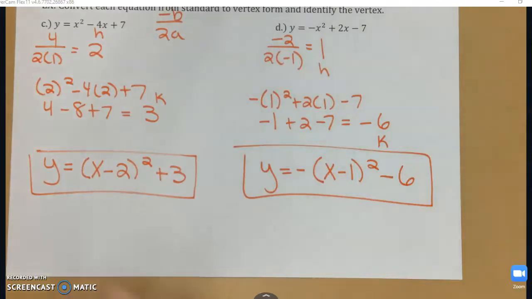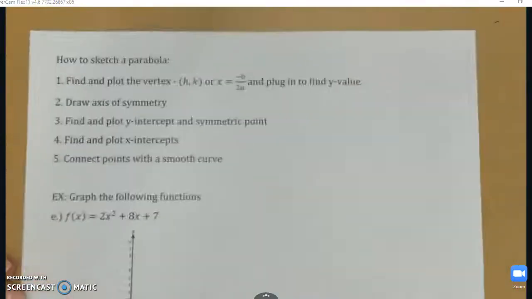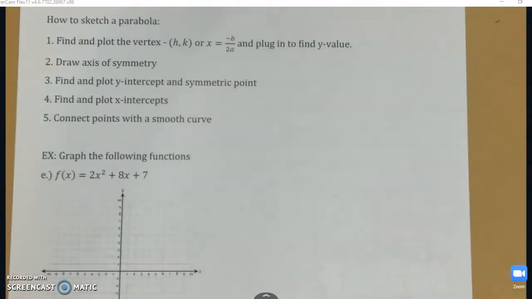So let's see that visually. Let's graph some quadratics, some parabolas. So these are the steps we follow. We first find and plot the vertex. So if you have vertex form, you just need h and k. Or if we have standard form, we're doing the same thing we practiced on the front page, negative b over 2a, and then find your y value.